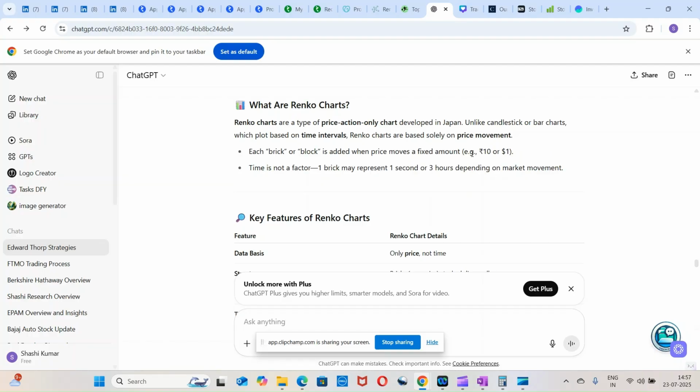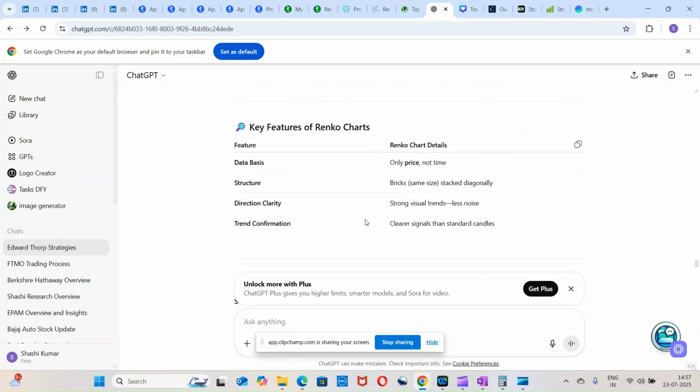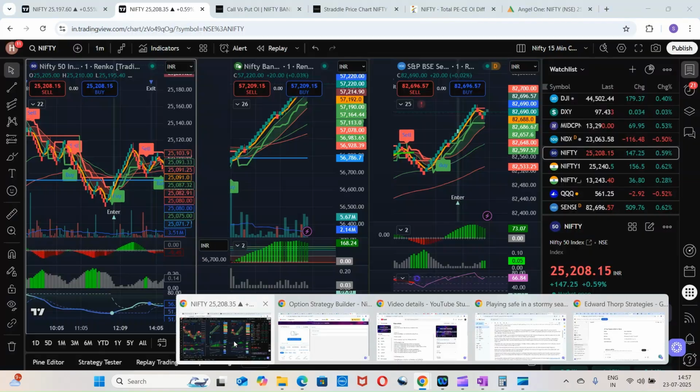Suppose the price is at 100, and you put a 10 rupees brick. It may take the price 1 second or 3 hours to move from 100 to 110. When it does, only then that brick will form. So time is not a factor in Renko charts, and it's a purely price action only chart, unlike candlestick charts. Okay, so what are the advantages of these Renko charts? I'll show you how Renko charts look before we go into advantages.